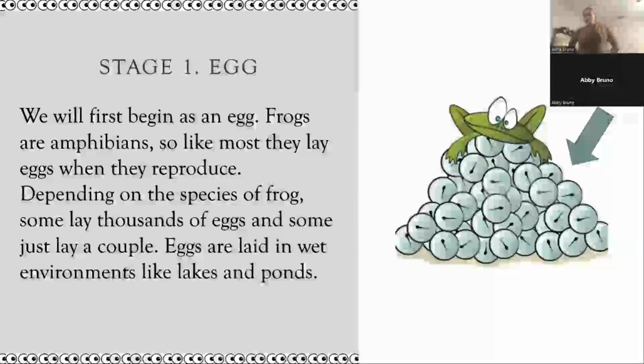Okay, let's start with the first stage of the frog life cycle. We will first begin as an egg. Frogs are amphibians, so like most amphibians, they lay eggs when they reproduce. Depending on the species of frog, they can lay up to 1,000 eggs or just a few. Frog eggs are laid in wet environments like lakes and ponds, like you said.